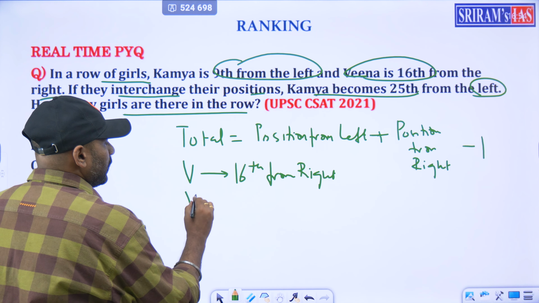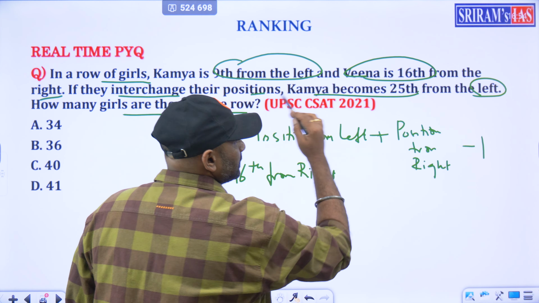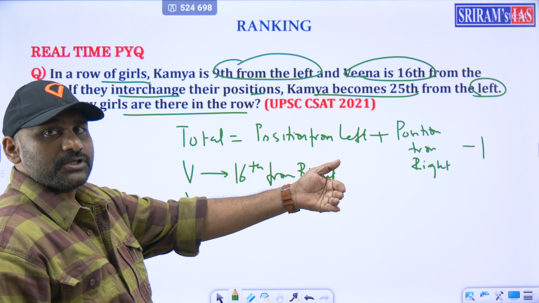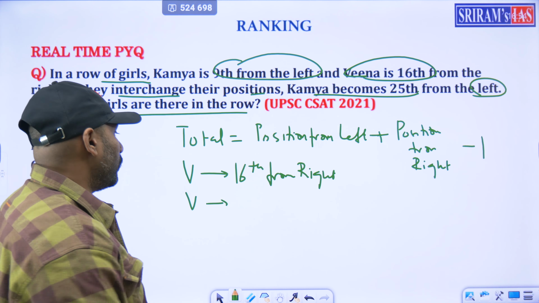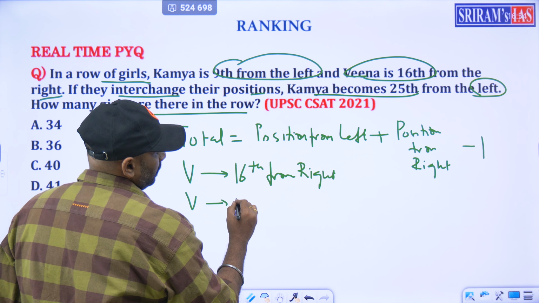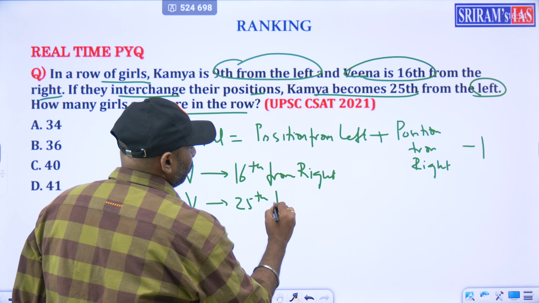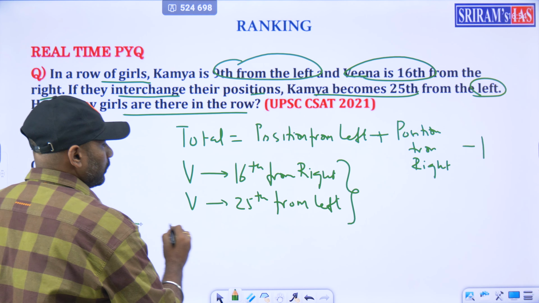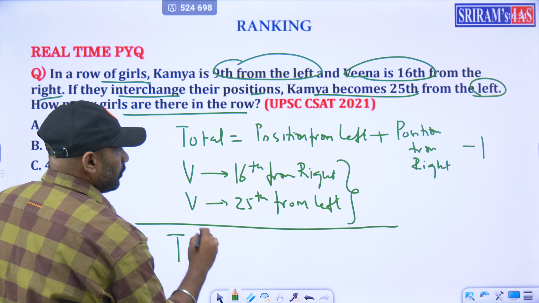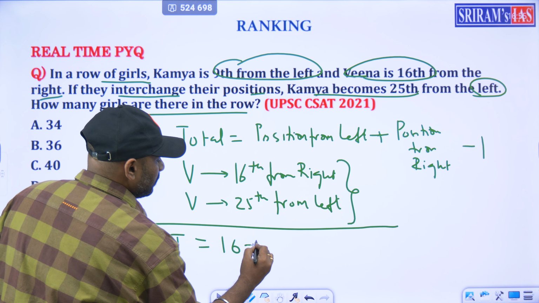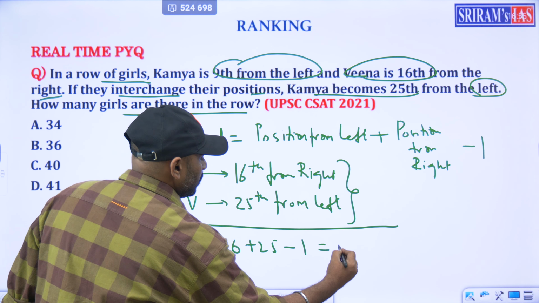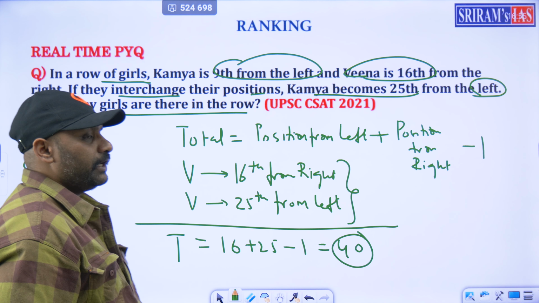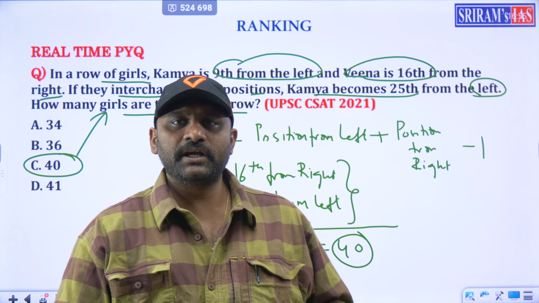Now, since interchanging of places has taken place, from right she is in 16th position. Now she is coming and sitting in Kamya's position. Therefore, Veena's position will be 25th from left. Therefore, total number of people in the row is 16 plus 25 minus 1, which is 40. Therefore, how many girls are there? 40 girls are there.